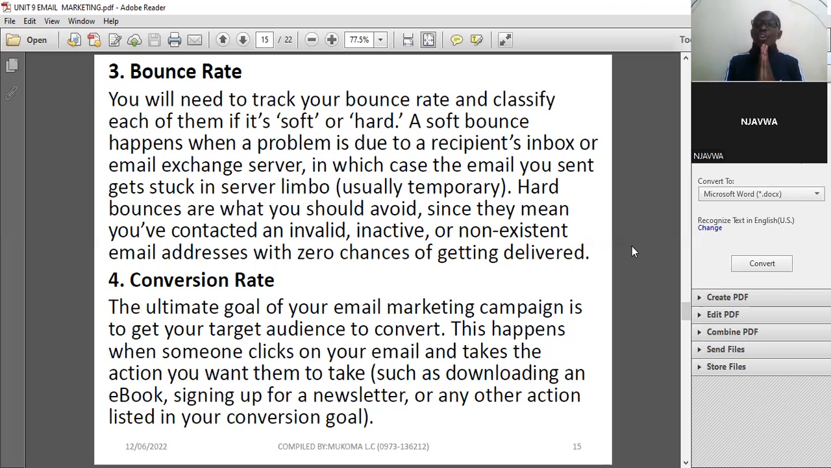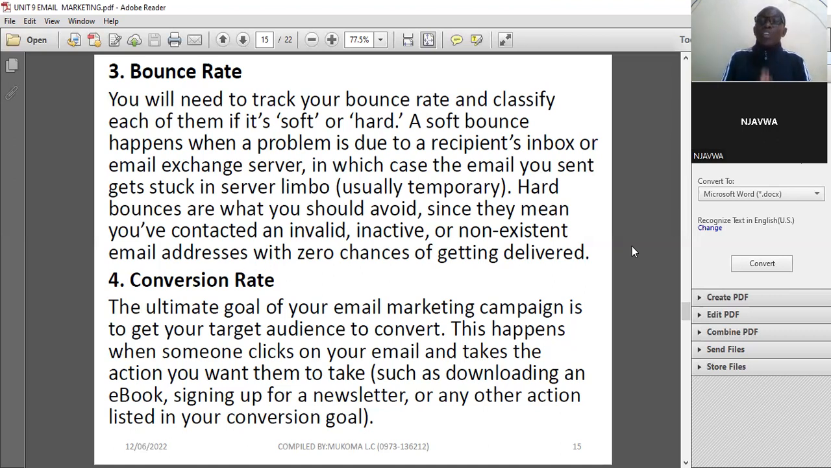That is a soft bounce. There's also a hard bounce, which you should avoid. It means you have contacted an invalid, inactive or non-existent email address. So when you send a mail to an email address which is wrong or does not exist, that mail does not go, it comes back. That is what is called the hard bounce back.